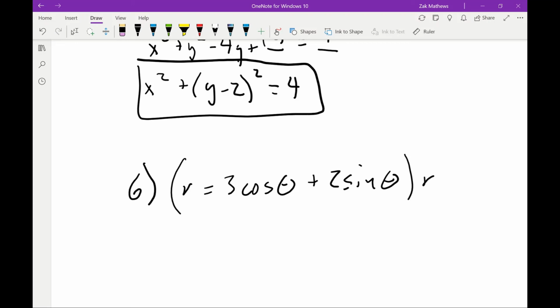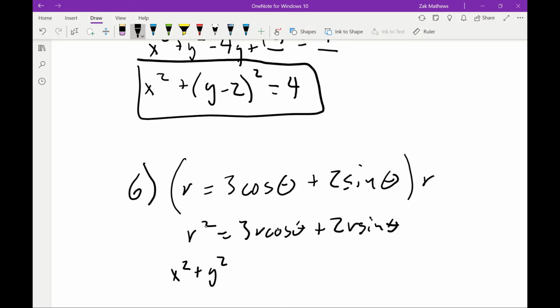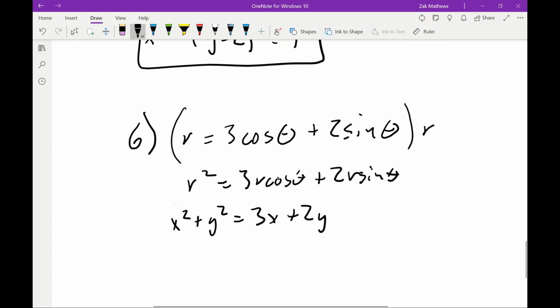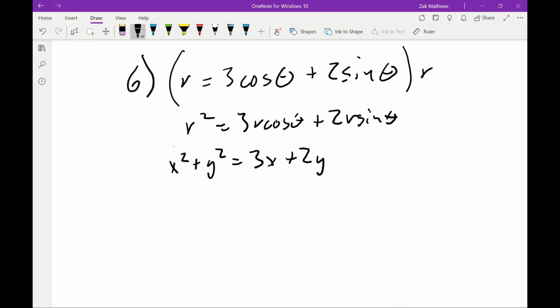So if we multiply by the r, we get r squared is equal to 3r cosine theta plus 2r sine theta. And so once again, we see that everything's working out pretty cleanly. x squared plus y squared equals 3x plus 2y. And we do have another circle that we need to put into standard form.